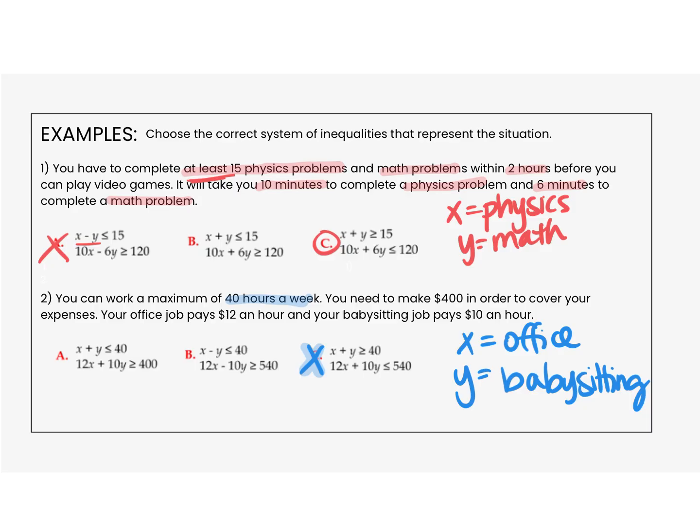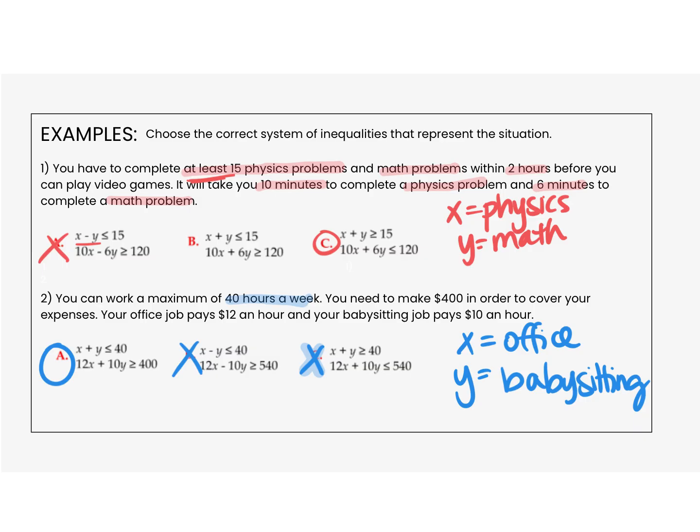Now, if I look at B, that's saying X minus Y is less than or equal to 40, but we're adding together the time that we spend at these two jobs. So let's cross off B also, but let's double check that A works for both. So X plus Y has to be less than or equal to 40.